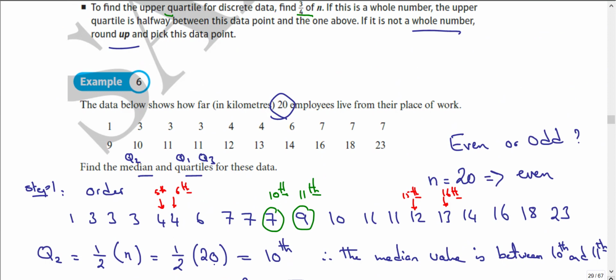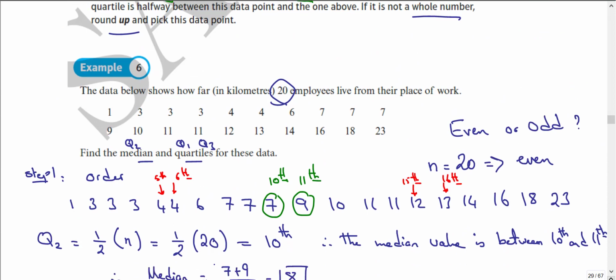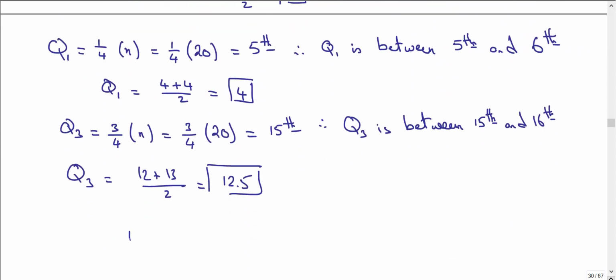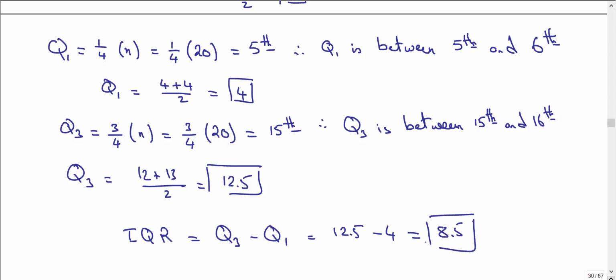Does the question say find the interquartile range? No. But if I add to the question and say then find the interquartile range, how would you find it? IQR, interquartile range: the higher quartile minus the lower quartile. The upper quartile minus lower quartile, Q3 minus Q1. So it's 12.5 minus 4. That's 8.5. Easy? Get this? Yes, sir.